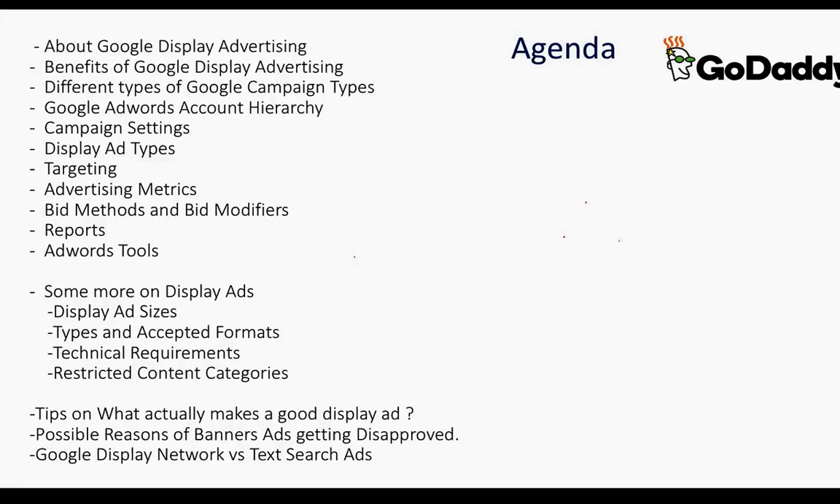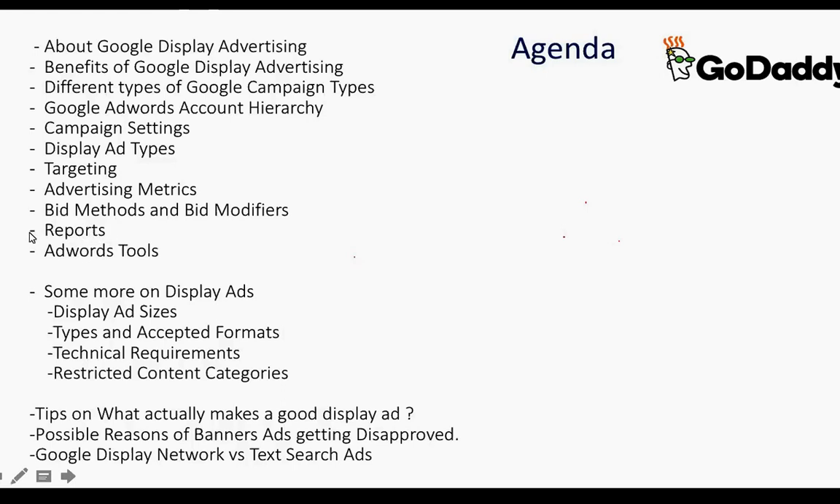We'll also understand various different bid methods. There's always a bid which every advertiser has to punch into the Google AdWords platform. Bid means the maximum amount which we are willing to pay for every click. Now with the Google Display Network, there are two different forms, not just CPC, but another way of paying Google, that is called CPM, cost per 1,000 impressions.